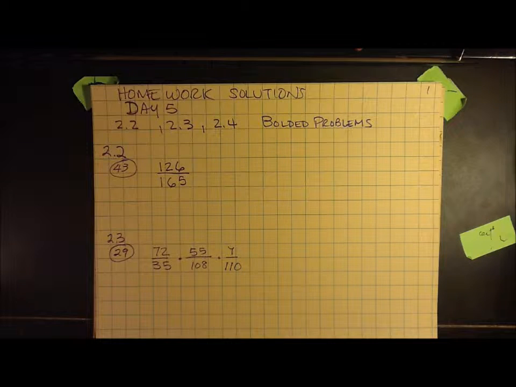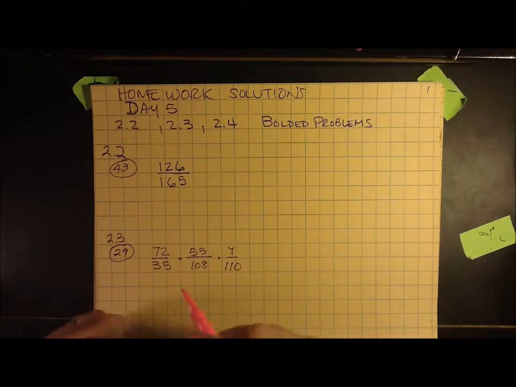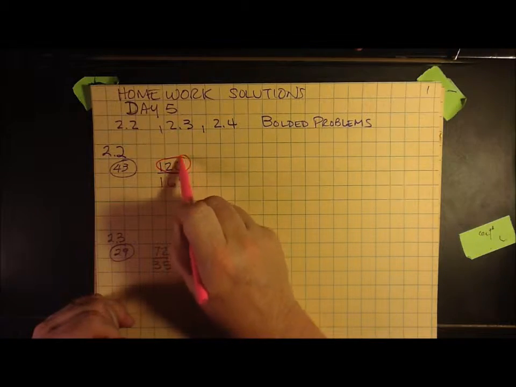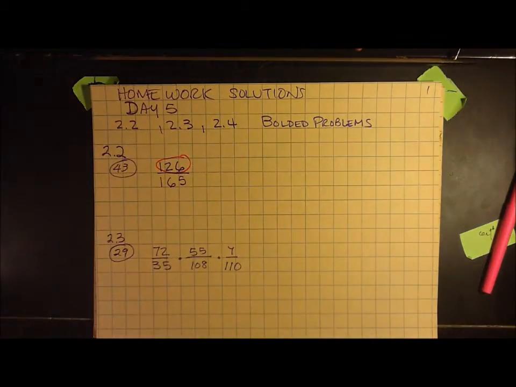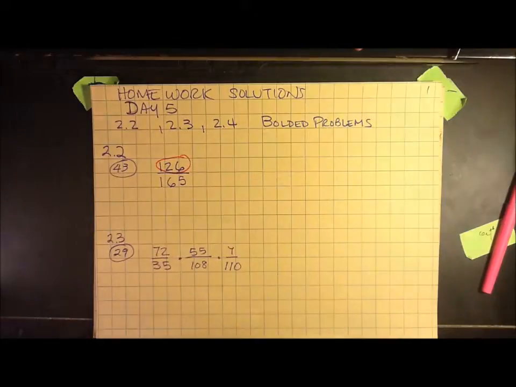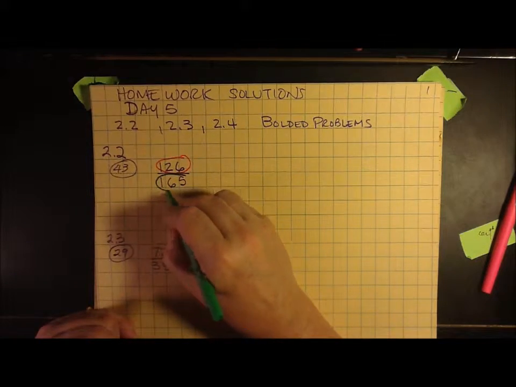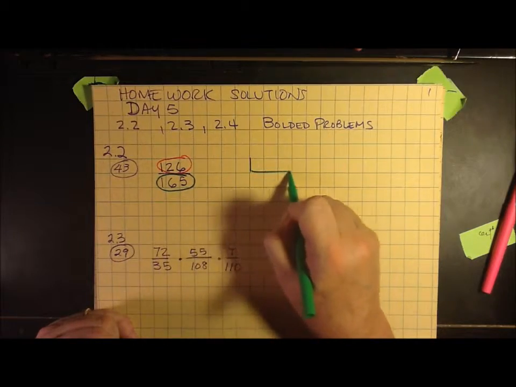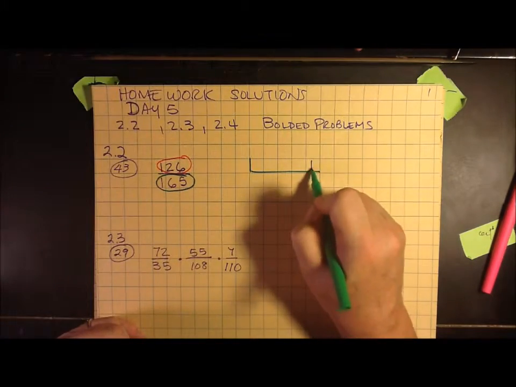In section 2.2, we're interested in reducing a fraction to lowest terms. There are several ways to do it, and I'm going to use a new technique that I just learned, and I'm going to share that with you. First of all, this is the numerator, and this is the denominator. What I'm going to do is take those two numbers and put them side by side.